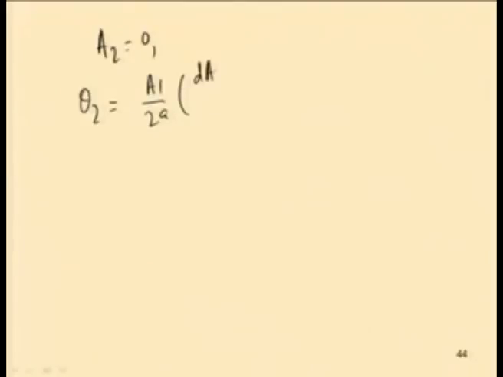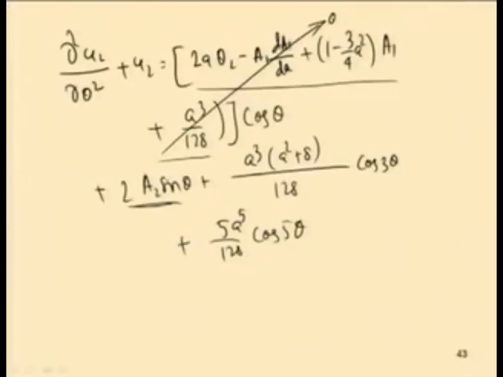So, this becomes dθ/dA: 1/(2a) d a1/dA minus 1 plus 3/4 a² minus a⁴/256. Now, as we have eliminated these terms, we have two remaining terms, that is this term and this term.